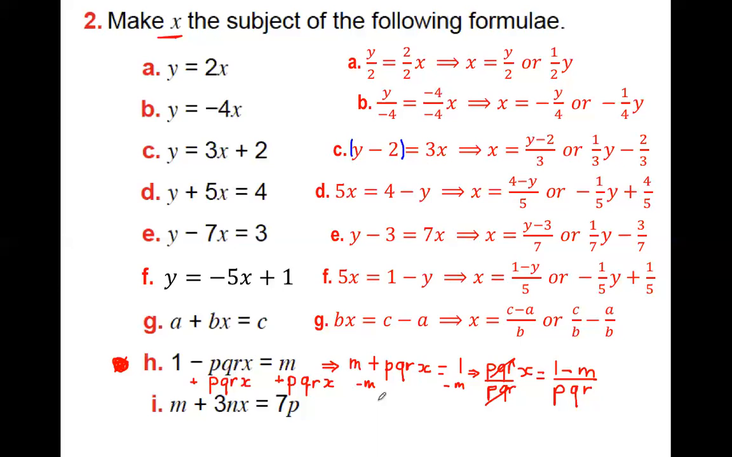Okay, and then for the last one here, I'm going to get rid of the m first. So to get rid of the m, I take away m. So that means 7p minus m. Again, I could have gone straight from this to 7p minus m divided by 3n, and I would have got my 2 marks. But this step in between gives you an extra mark. The last bit there where I put "or" is just in case someone has written it that way, to show that you still get the mark.